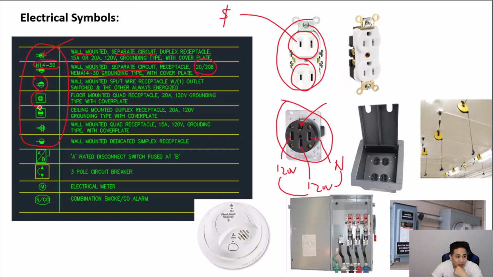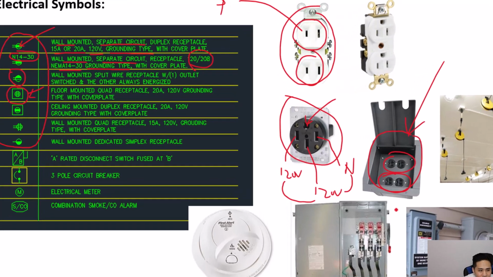You can also have a floor-mounted quad receptacle. The symbol looks like this right here. And an example would be this right here. This would be an example of a floor-mounted quad receptacle because you have four of them in that floor receptacle.